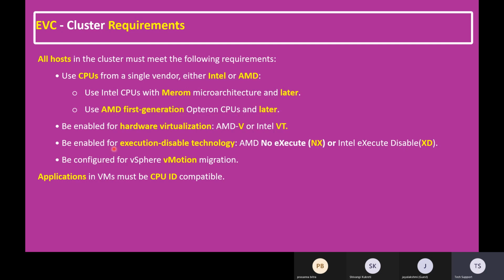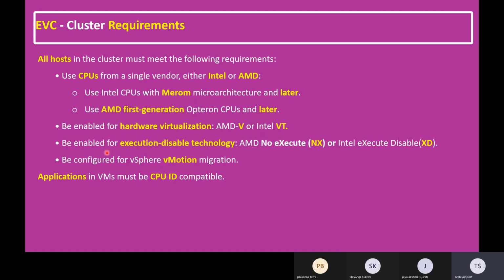Be sure your hardware virtualization is enabled. If you remember from our ESXi host installation class, before installing the ESXi server we discussed the BIOS level: on an Intel motherboard we need to enable the VT option, and on an AMD motherboard enable the AMD-V option. So we must enable the hardware virtualization option if we want to enable EVC mode, and enable execute disable technology. These technologies come automatically with your processor family. NX means No Execute technology, and Intel calls it Execute Disable technology.